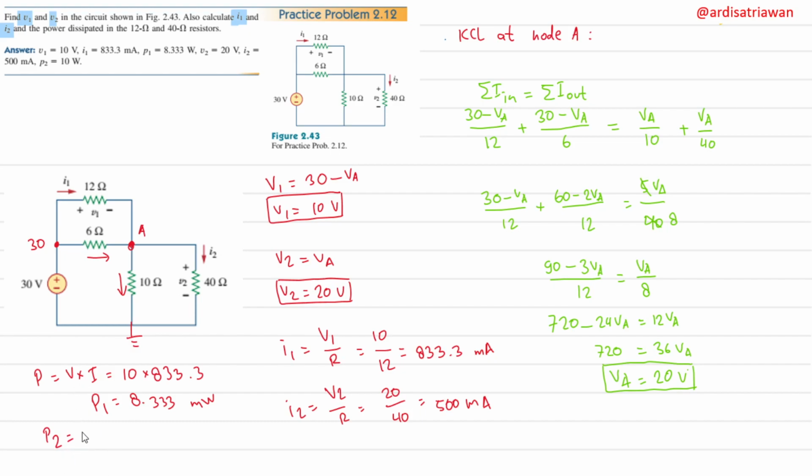And then for P2 we will have V multiplied by I again, and our voltage there is 20, and the current is 500 milliampere or half ampere, so that means that we will have 10 watt here. And I think we have found all the values here. Please let me know if I made mistakes, especially in this one, because it is different from the answer key. But I don't think I made a mistake.